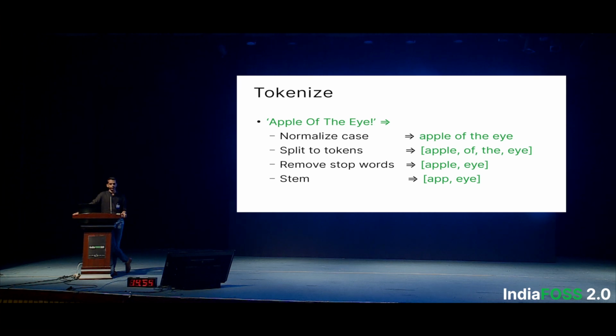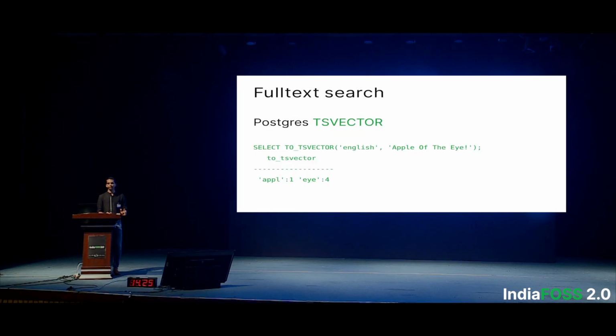tokens, you stem them. And we saw stemming earlier. It takes a word and collapses it to a root form. So when you pass the words apple and eye to the standard Porter stemming algorithm, this is the result you get, APPEYE. And the output can completely vary depending on the stemming algorithm at play. So the next step is to search.